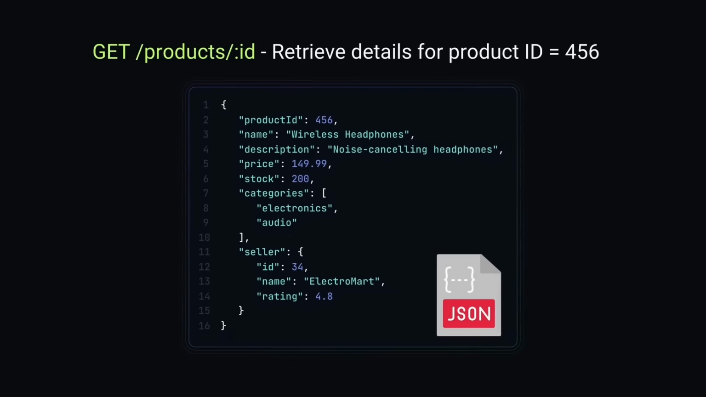And here is an example response that we might send back to the client. This is a JSON response which contains the product ID. It contains the name of this product, some description, the price of the product, and some other metadata that is useful for the client. And then this will be used by the mobile app or by the web browser to display this product on the screen.